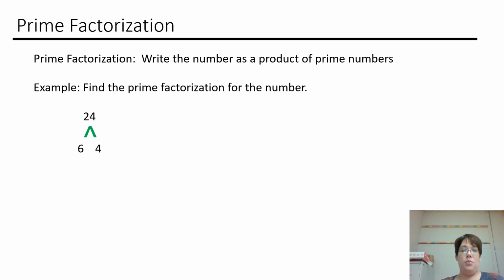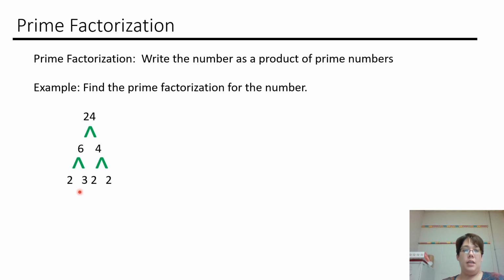So I'm going to have to do all of this again. I'm going to take 6 and find factors that multiply to be 6, and factors that multiply to be 4. So for 6, the obvious choice is 2 times 3. For 4, the obvious choice is 2 times 2. Now we're going to look at all of our numbers.